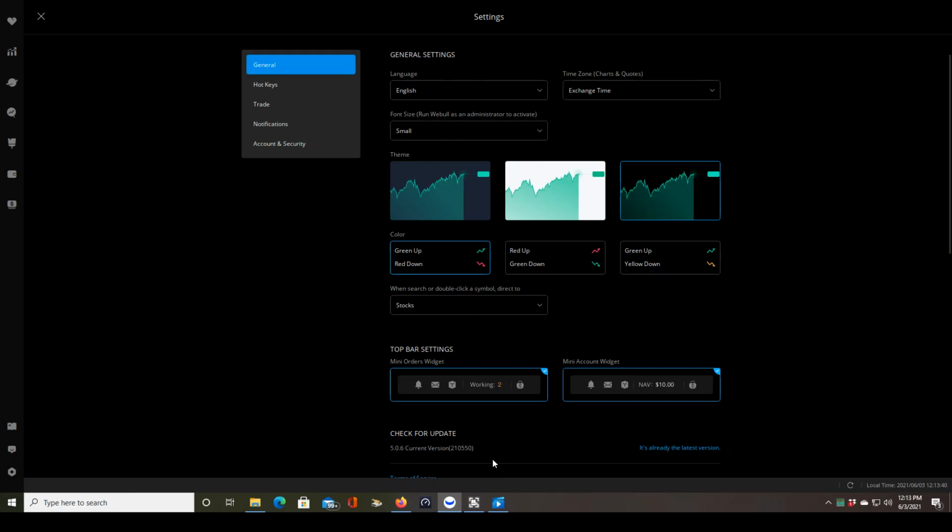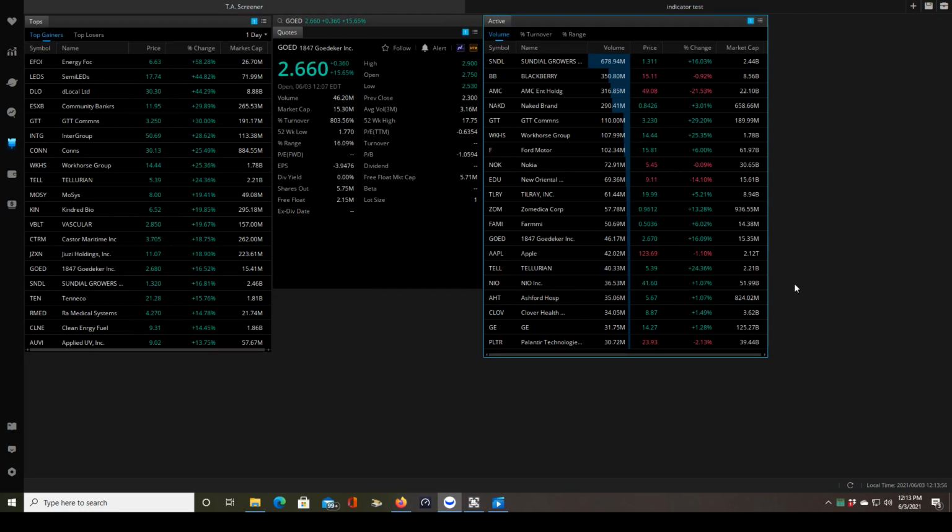This is also a very important announcement: Webull Update 5.0.6 version is out now. If you are not sure which version you have, just click on the little settings icon and then click check for update, and it'll prompt you to download the latest version, which you should do, especially if you use the active screener. There's also a couple other features I'm going to show you they've added.